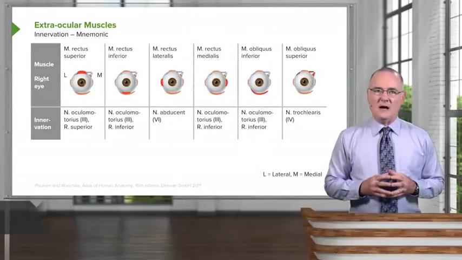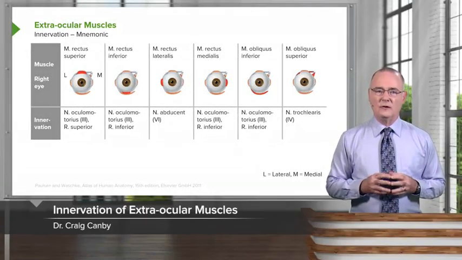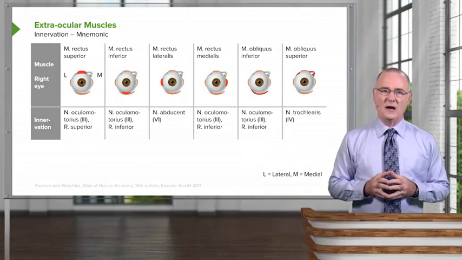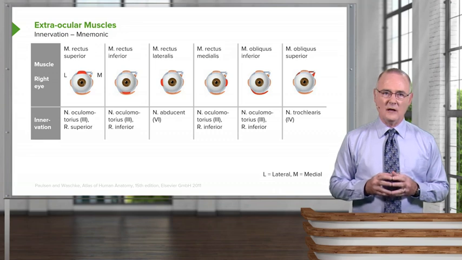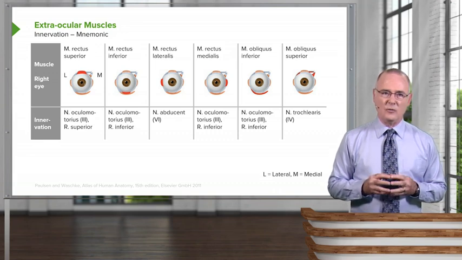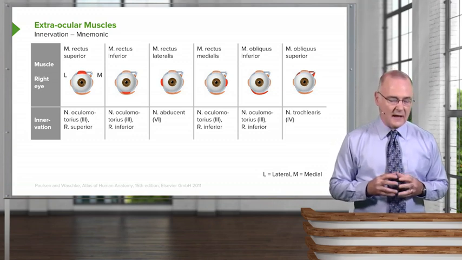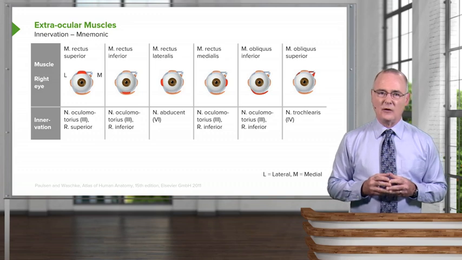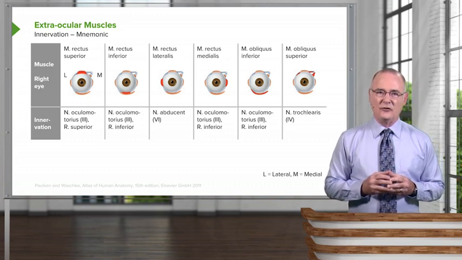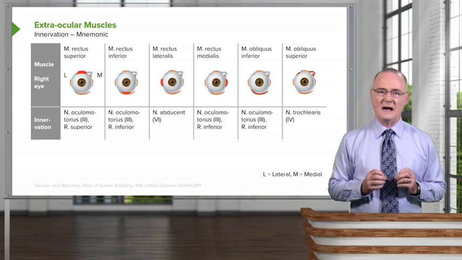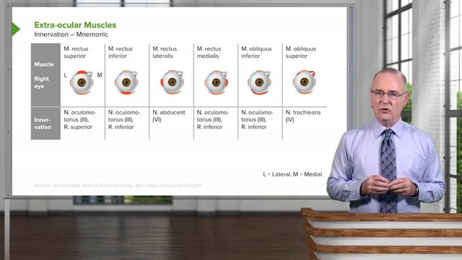When we talk about the extraocular muscles, it's also very important to understand their innervation. And as we work through the innervation of the extraocular muscles, we will summarize their innervation with a useful mnemonic. But for now, we have 3 cranial nerves that will innervate the muscles that attach to the eyeball. The 3 cranial nerves that innervate these extraocular muscles will be oculomotor, abducent, and the trochlear nerve.